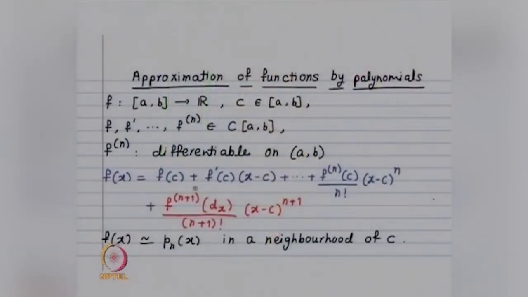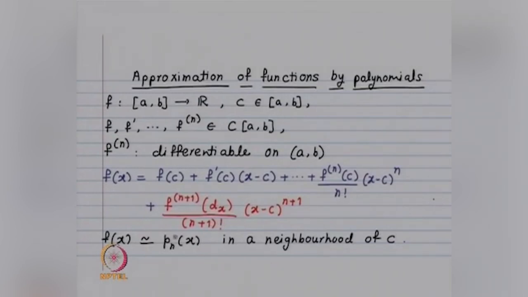Under these conditions, what we get is f(x) is given by f(c) plus f'(c) times (x minus c) plus ... plus f^(n)(c)/n! times (x minus c)^n plus the remainder term. The expression in blue is a polynomial. Our point c is fixed. x is varying over the interval [a, b], and the remainder is a function of x.